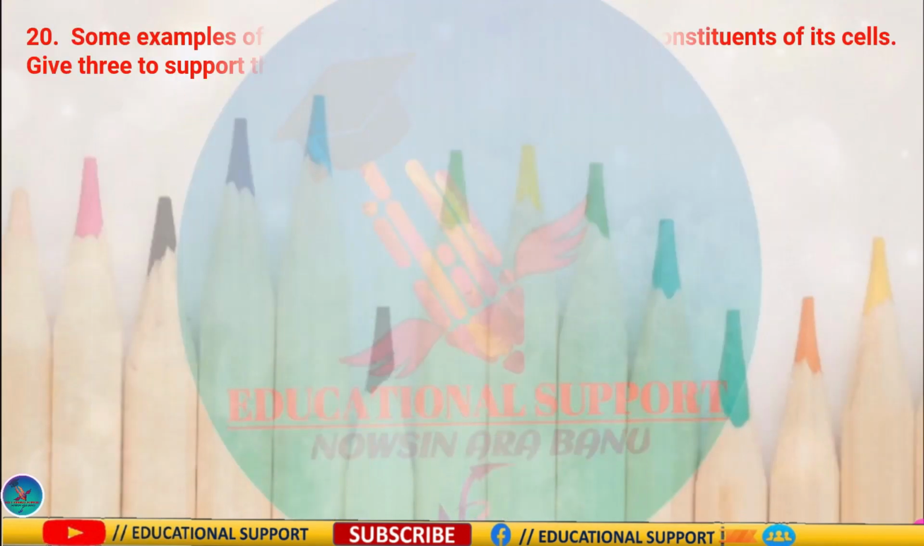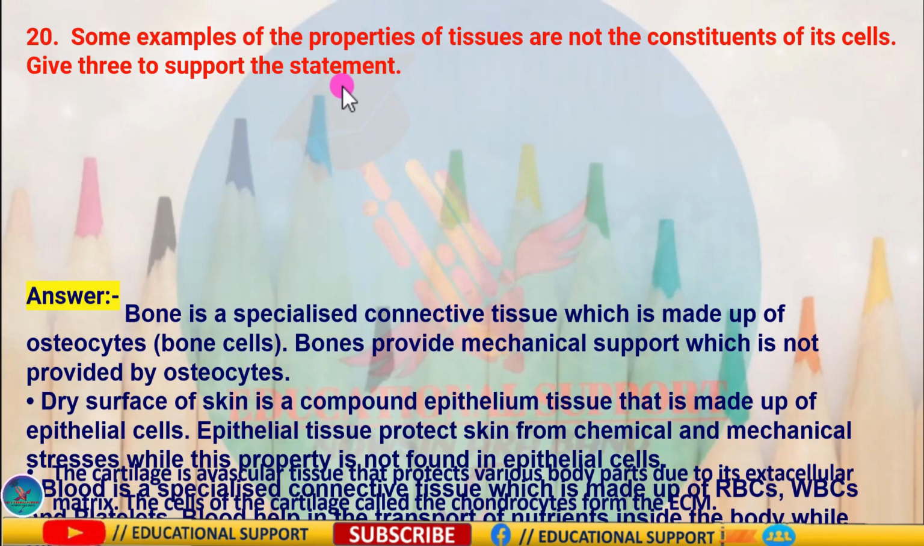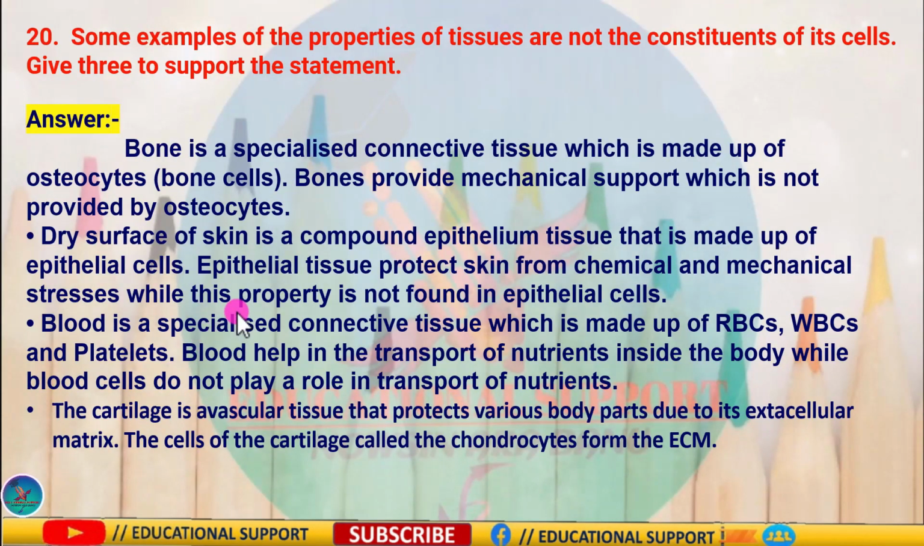Question number 20 is: Some examples of the properties of tissue are not the properties of its constituent cells. Give three examples to support the statement. It is indeed true that some of the properties of tissues are not the properties of its cells. The following three examples support the statement. Blood is capable of carrying oxygen and carbon dioxide, but WBCs or platelets are not capable of doing so in spite of being constituents of blood.